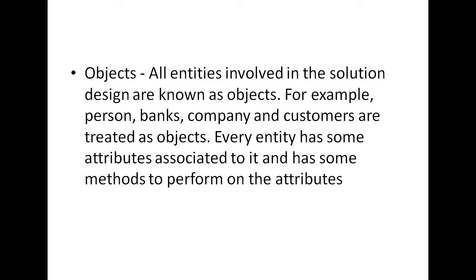Every entity has some attributes. Entity means these things are entities: person, banks, company, and customers. These are known as entities, with attributes associated to them, and they have some methods to perform on the attributes. Attributes means different properties of the entity. What are the different properties? Let us consider, if you take person as an entity, then different attributes of a person are person's name, person's age, person's color, person's height. All these things you can take as attributes.